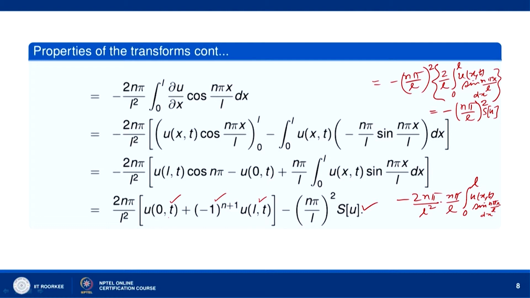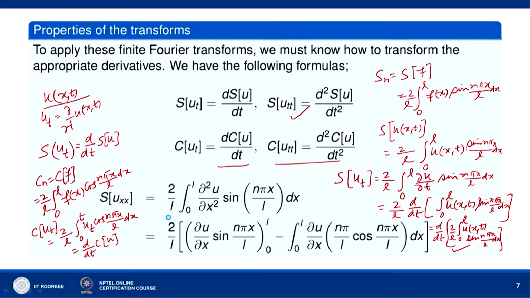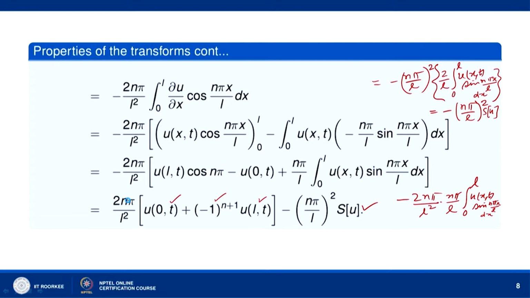Now, you can see when you find the finite sine transform of u x x, it comes out to be in this form. Here you need to know the value of u 0 t and u L t, the value of temperature at x equal to 0 and x equal to L, at the two boundary points of the problem. So, we are given Dirichlet boundary conditions. Therefore, whenever Dirichlet boundary conditions are given, we use the finite sine transform to solve that problem.